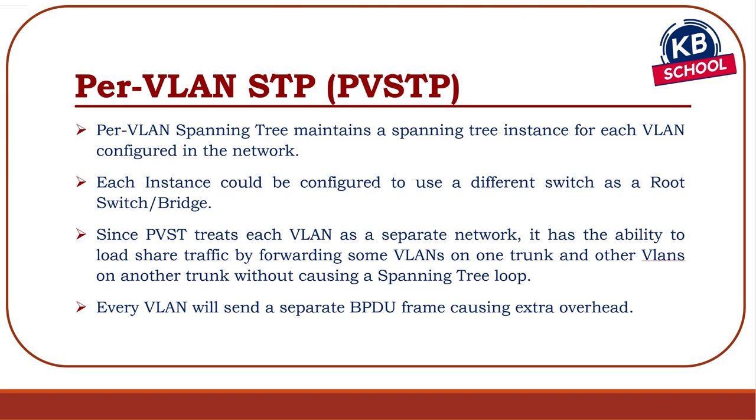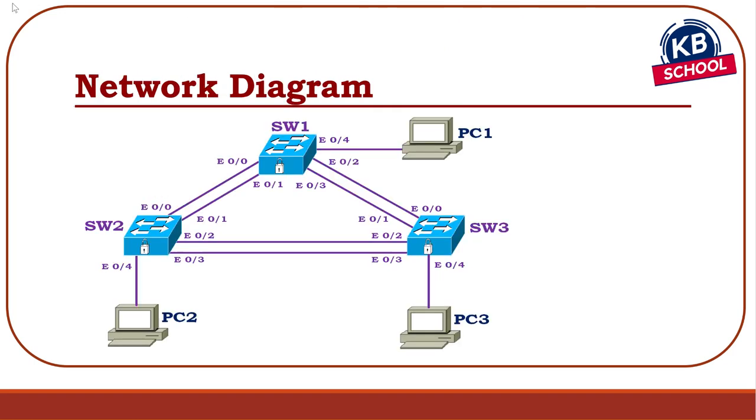What's the good part about it? I have the potential. Let's just take 3 VLANs for right now. Let's say we'll take VLAN 2, 4, and 6 as an example. What I could do is, for VLAN 2, I could say switch 1 is my root switch. How do I do it? I change the priority of the switch for VLAN 2.